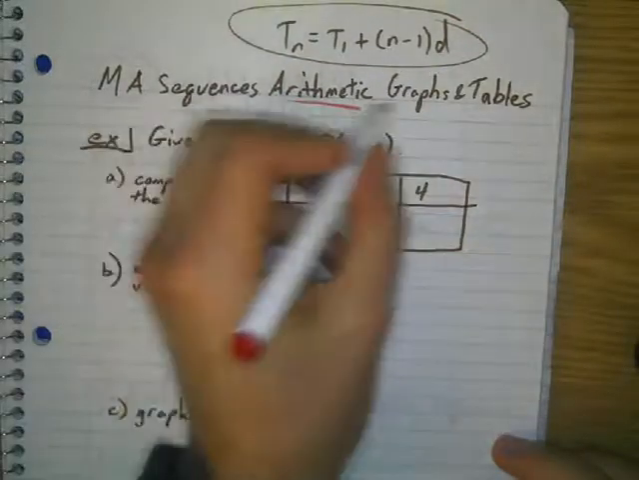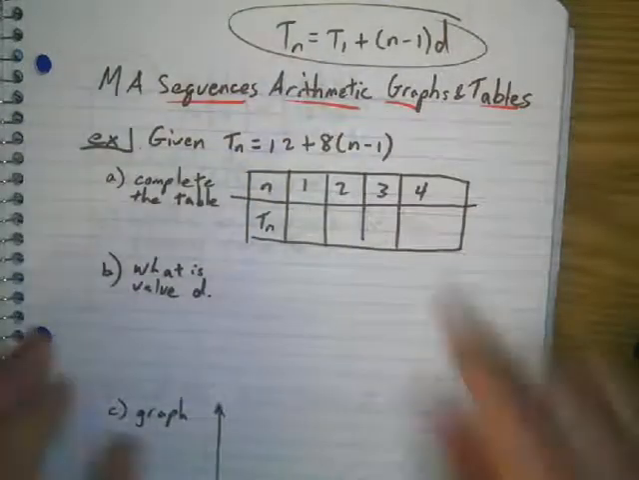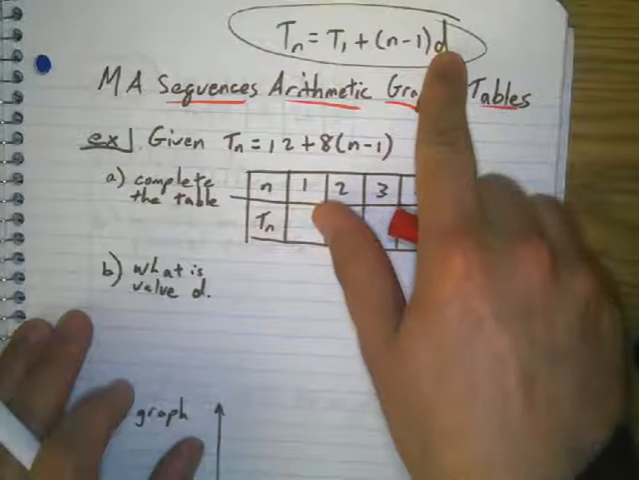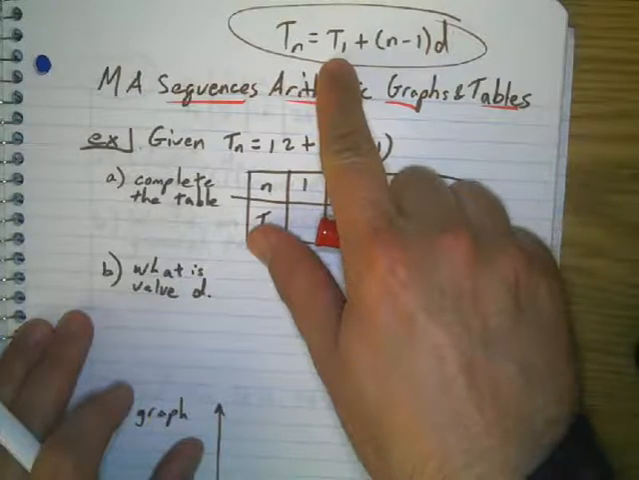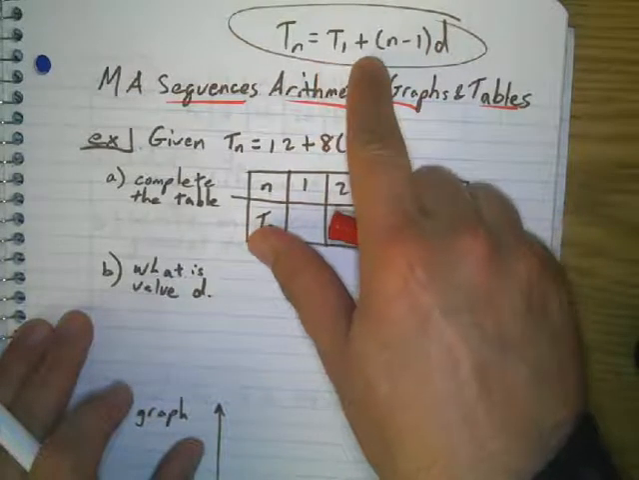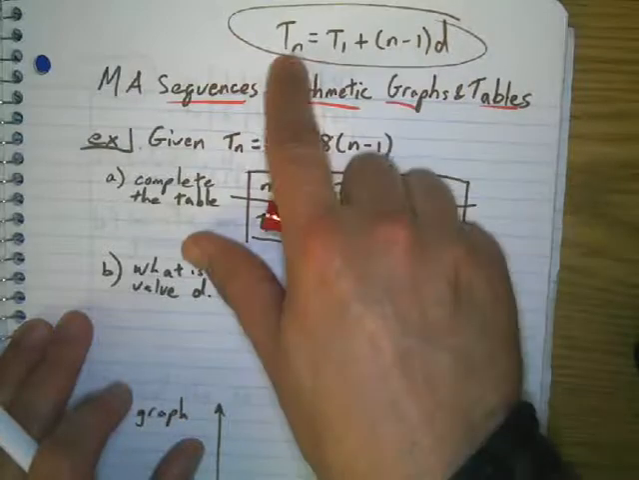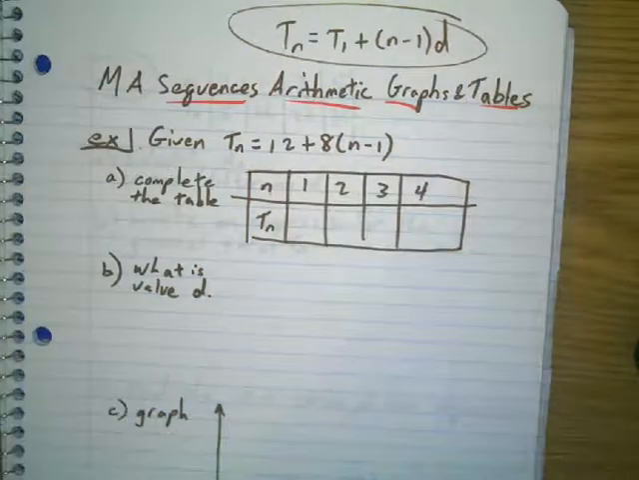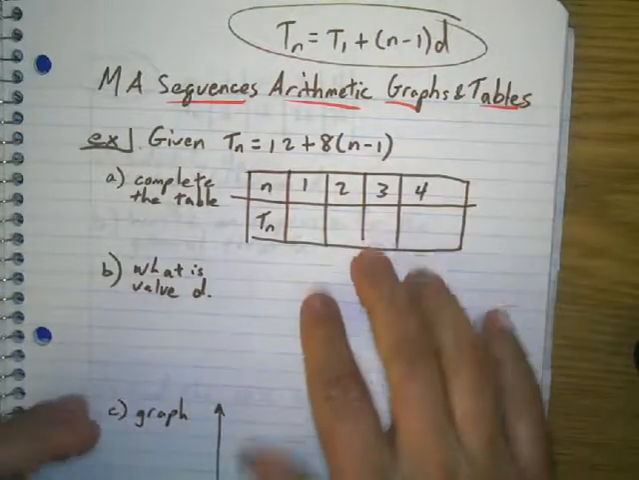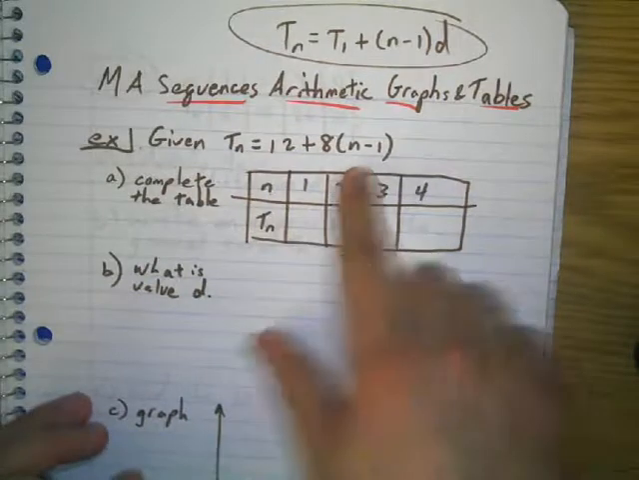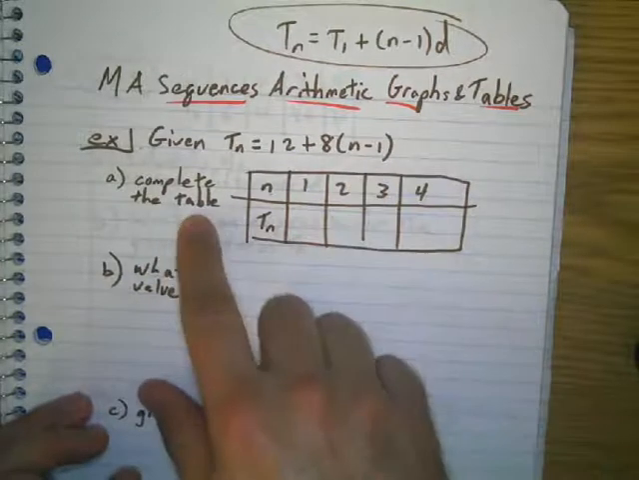All right, so far we've been using this as our general equation for finding a term, right? You've got your first term plus the amount of your common difference, depending on which term you're trying to figure out. Okay, let's figure out this. Given this equation here, let's complete the table.